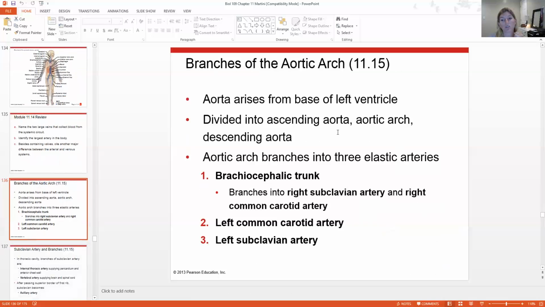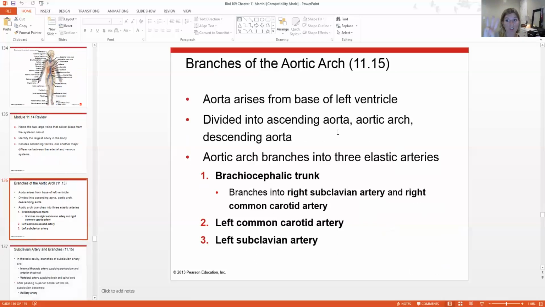Let's talk about the branches of the aortic arch. And remember, I'm not going to give you a diagram on a test or quiz, but I may ask you the context of these vessels. So the aorta arises from the base of the left ventricle, and then it divides. It is divided into the ascending, the aortic arch, and then the descending. And you can see that very easily when you look at a heart model.